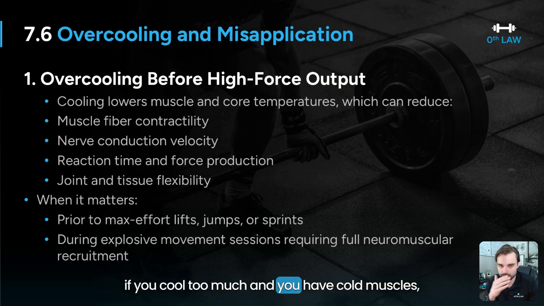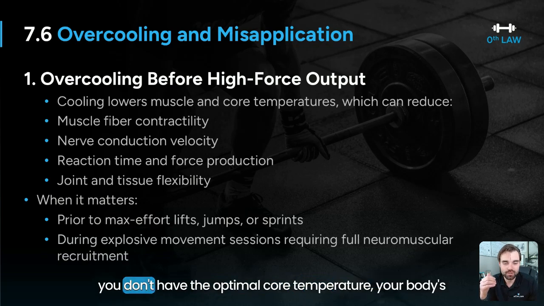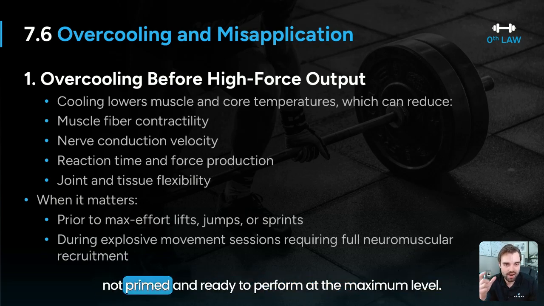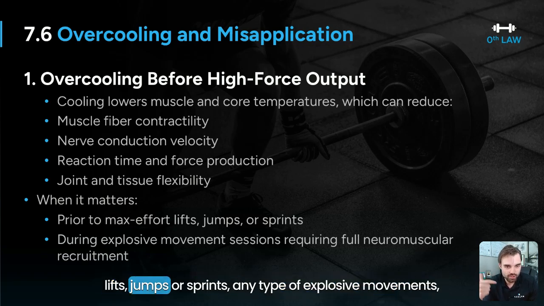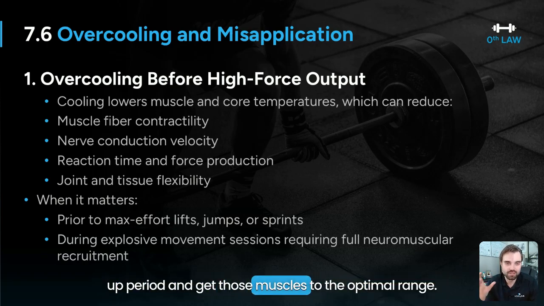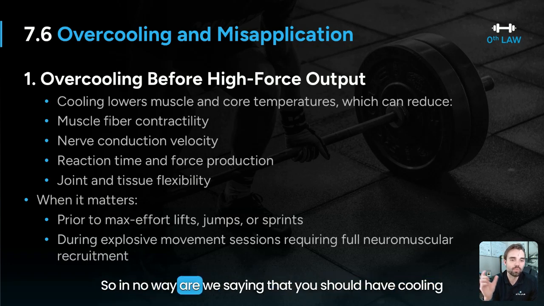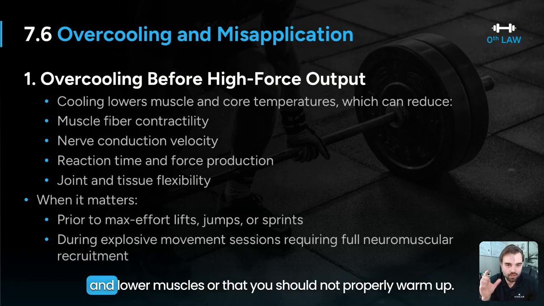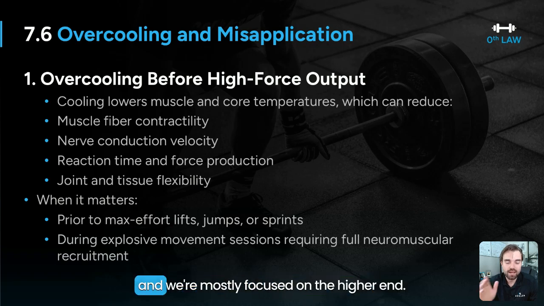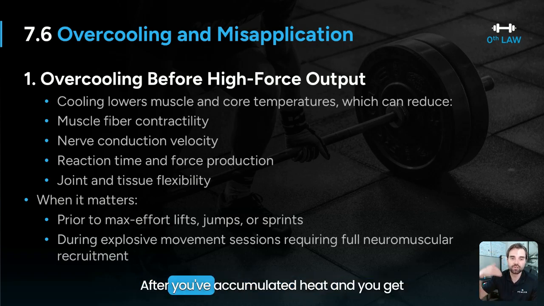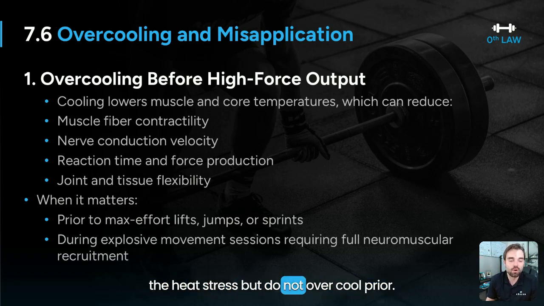If you cool too much and you have cold muscles, you don't have the optimal core temperature, your body's not primed and ready to perform at the maximum level, especially if you're doing this before max effort lifts, jumps, or sprints, any type of explosive movements. You've got to have that warm-up period and get those muscles to the optimal range. So in no way are we saying that you should have cooling and lower muscles or that you should not properly warm up. The focus of this course is on getting to the optimal temperature range, and we're mostly focused on the higher end after you've accumulated heat and you get to heat stress. But do not overcool prior.